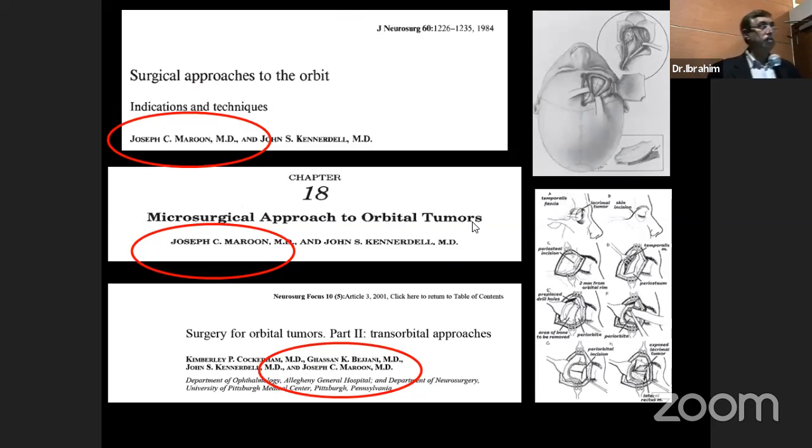When you mention orbital tumors, you have to mention the name of somebody, which is Joseph Maroon. Joseph is a friend of mine. He's from the Maronites of Lebanon. He's a great man, a great leader, and he spent his life doing orbital surgery. He's a neurosurgeon. If you look at the publications, you can find most of the publications done by himself and his group. To mention it again, neurosurgeons were the masters of the orbit, and then came the others.